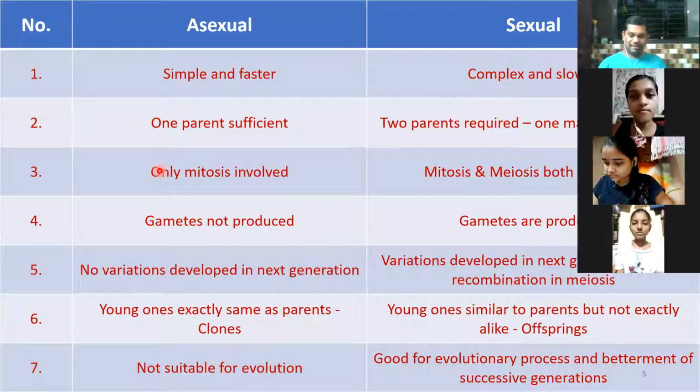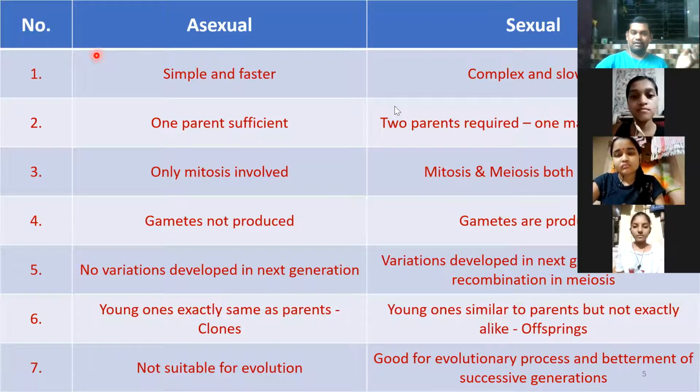So the basic difference between asexual and sexual reproduction is that in asexual, only one parent is enough. In sexual reproduction, two parents are needed. One we call the male, the other one is the female. Again, remember, this is for all organisms. So in the case of plants also, there is a male part of a flower and a female part of a flower. Even in animals.